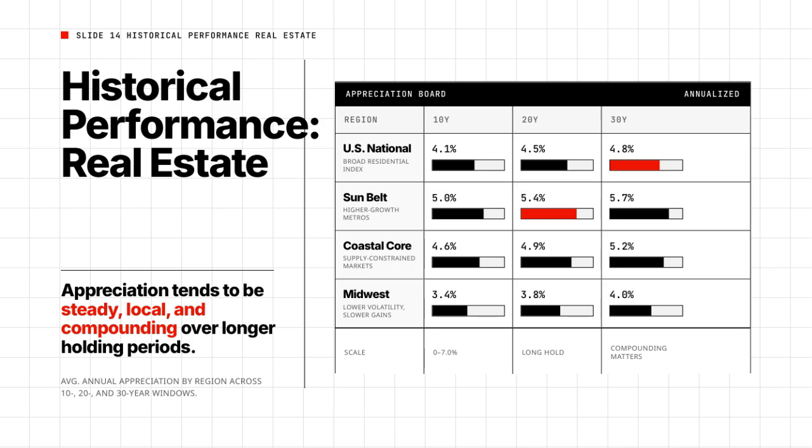Regions like the Sun Belt and higher growth metro areas tend to have higher annualized appreciation rates, often exceeding 5%, especially over 20 and 30-year periods. This reflects more dynamic economies and stronger demand pushing up property values. On the other hand, Midwest markets typically experience lower volatility and slower gains, with appreciation rates closer to 3.4 to 4% annually. Supply-constrained markets in coastal core regions often show slightly higher appreciation due to limited housing availability, reinforcing how local factors play a crucial role in real estate performance. The big picture here is that the power of compounding really matters in real estate.